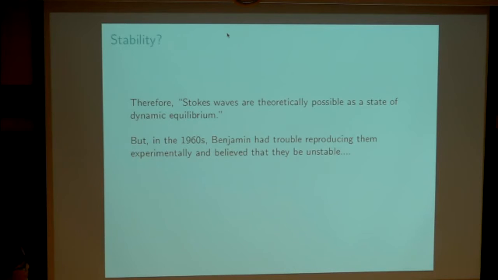Benjamin said that Stokes waves are theoretically possible at the state of dynamic equilibrium. This is an applied math way of saying that the Stokes waves exist mathematically. But in the 1960s, Brooke Benjamin had trouble producing these Stokes waves in the laboratory setting, and he came to believe that these waves, while they exist mathematically, theoretically, they might be unstable, which is why it is hard to observe them in practice.